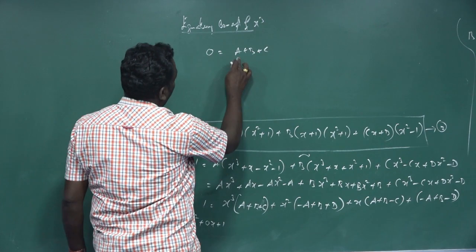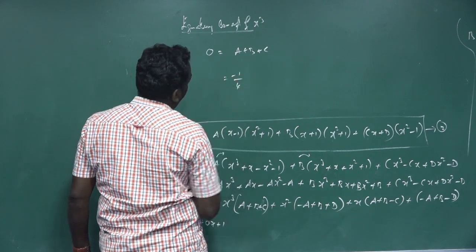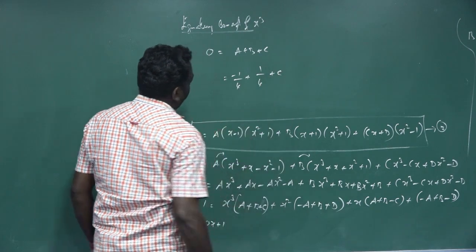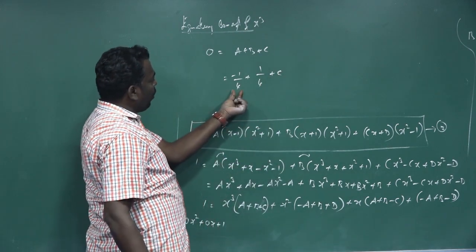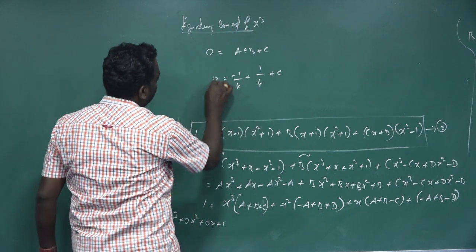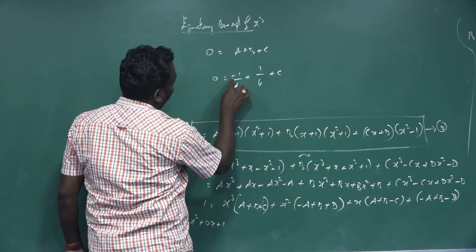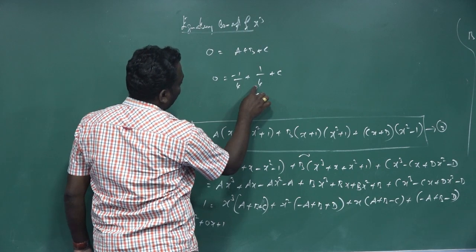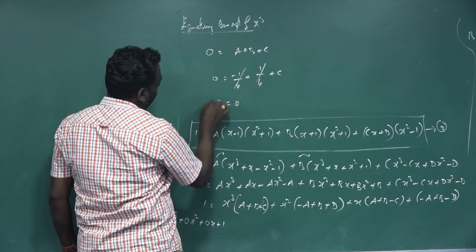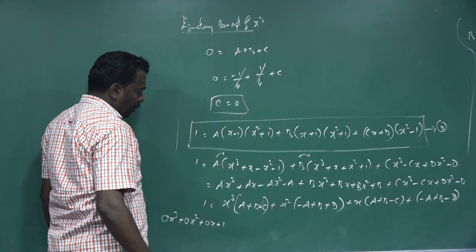Now we know the value of a is minus 1 by 4, and b is 1 by 4, plus c. So we substitute the values of a equal to minus 1 by 4 and b equal to 1 by 4, and that is equal to 0. Minus 1 by 4 plus 1 by 4, both terms cancel. Therefore c is equal to 0.